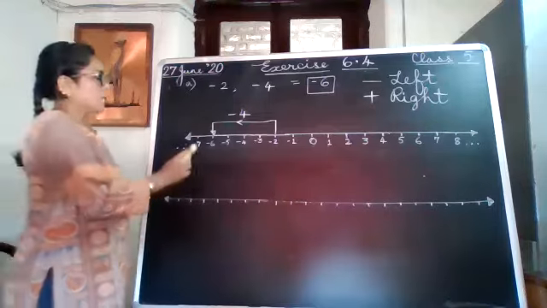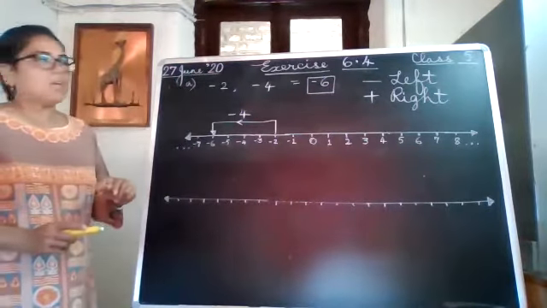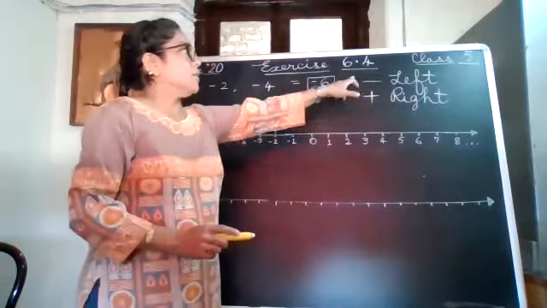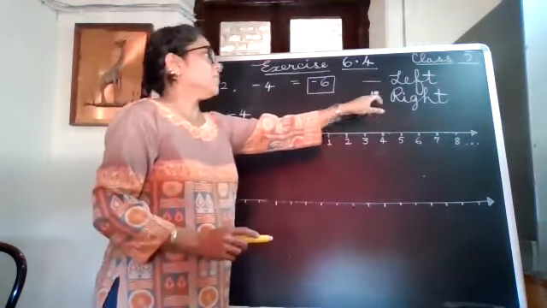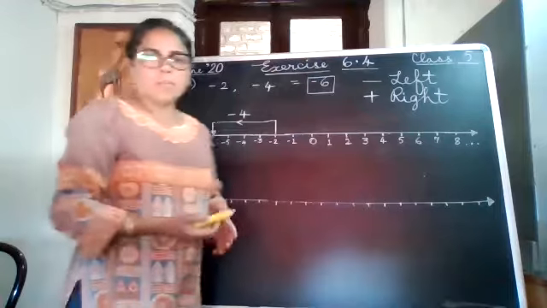It's very easy to add on the number line. Okay, you just have to remember this. If it is minus, move to the left. If it is plus, you move to the right. And whatever number is given, those many places.